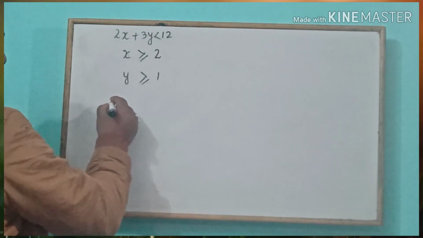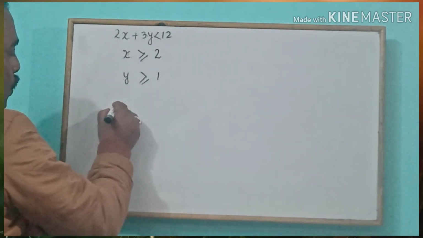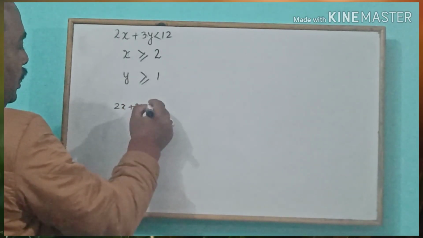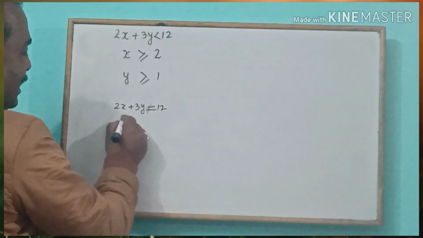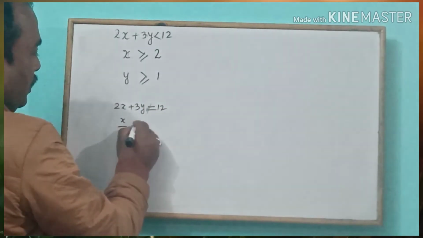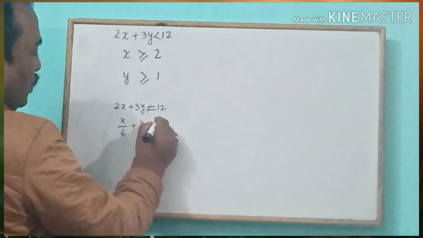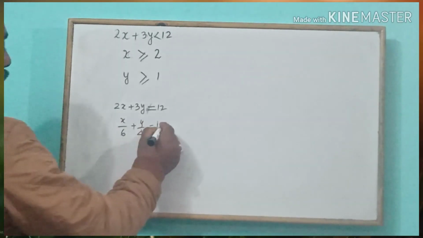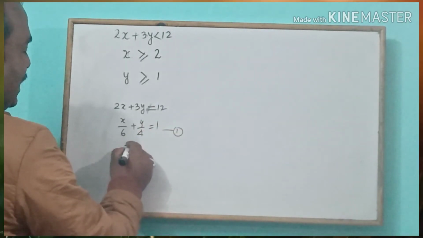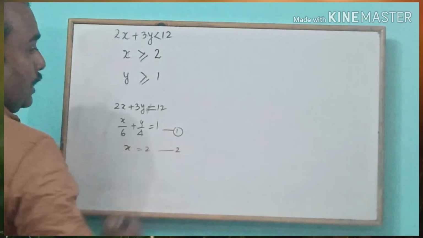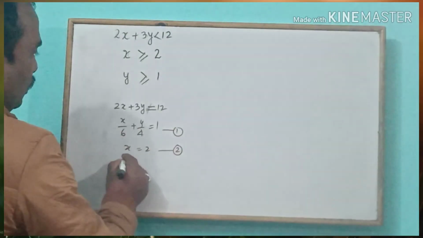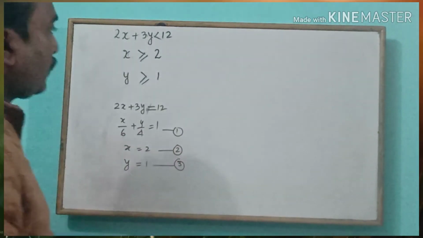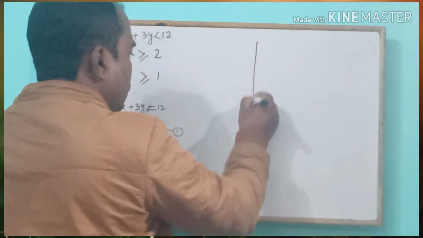If I write it in equation form, we get 2x plus 3y is equal to 12, or x by 6 plus y by 4 is equal to 1. The x intercept is 6, the y intercept is 4. This is the first one. The second equation is x is equal to 2, a line parallel to the y axis, and y is equal to 1, a line parallel to the x axis. Let us draw the graph.